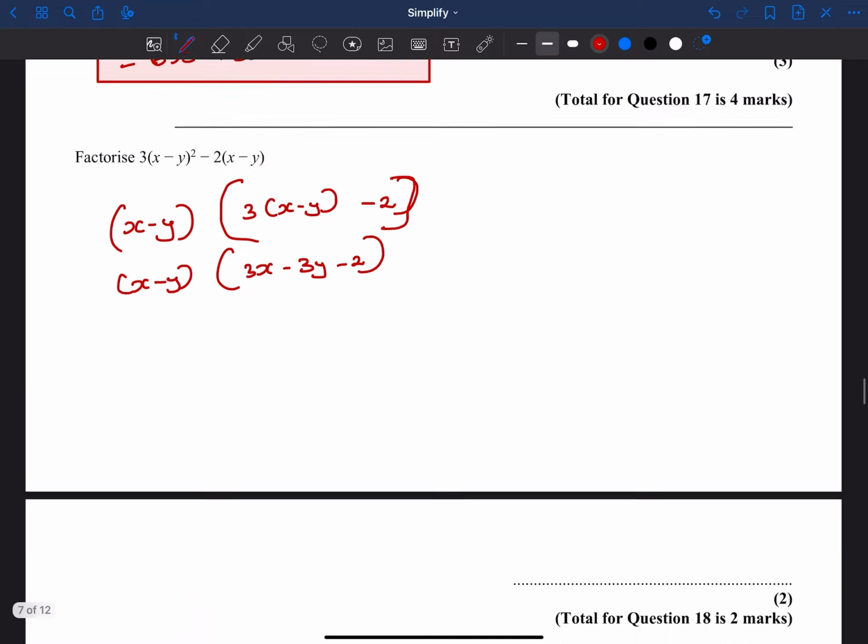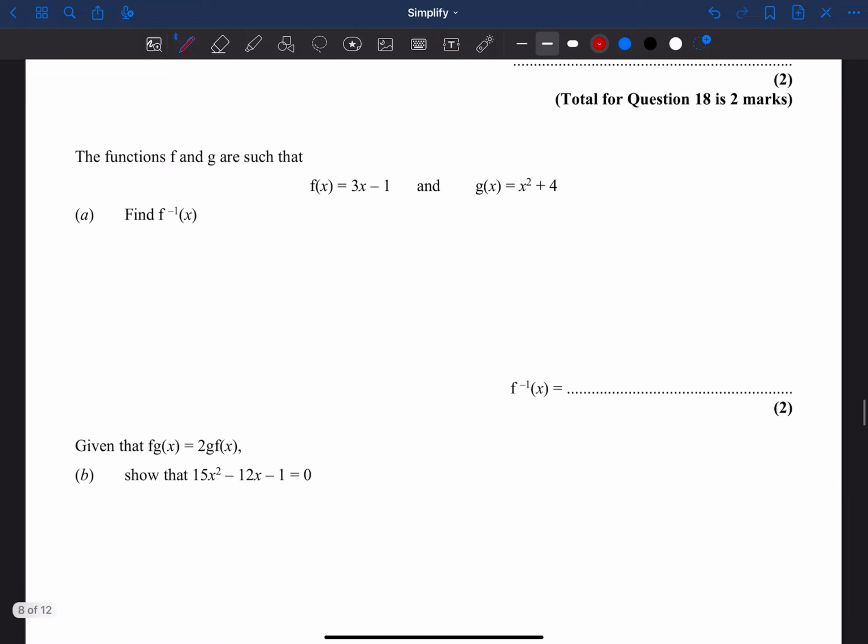Next one. Functions f and g. F inverse. How to find inverse? Remember how to find inverse. You write it as y equals x sort of something, and then make x the subject. So for the f, this one, you have to write y equals 3x minus 1. That's how you do it. Then you make x the subject.